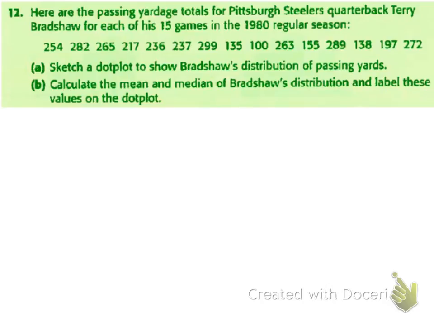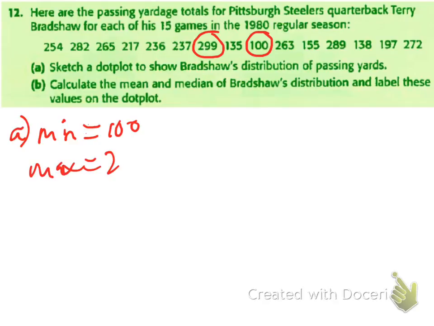Okay, here are the passing yardage totals for Pittsburgh Steelers quarterback Terry Bradshaw for each of his 15 games in the 1980 regular season, and there they are. First, they want us to sketch a dot plot to show Bradshaw's distribution of passing yards. So what I want to do is find the highest number of yards. If I look here, that should be 299, and his lowest, I think, was 100. So his minimum is 100, max 299.